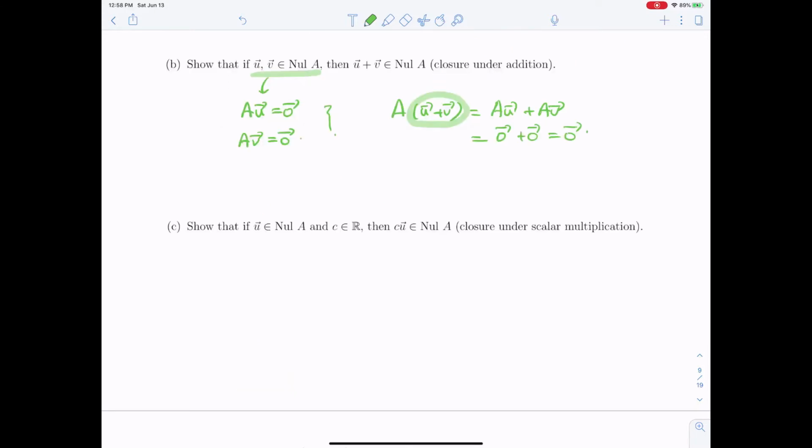Lastly, for scalar multiplication, if u is an element of the null space of A, then A times cu, we can factor the scalar out of the parentheses. That gives you c times Au, or c times 0, which equals the 0 vector. So for this reason, c times u is again a solution, or equivalently, it is an element of the null space of A.